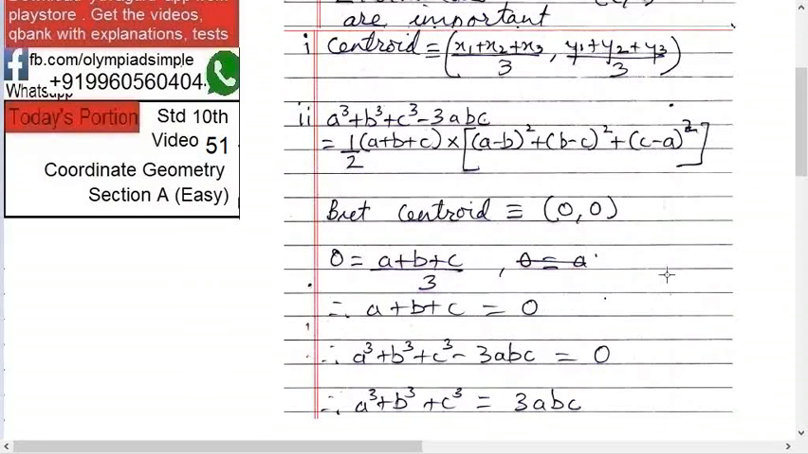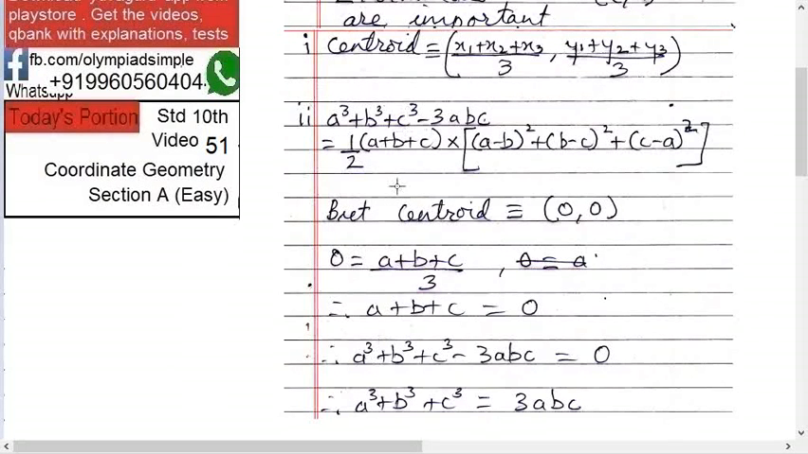Now put this in formula number 2. What will you get? See this, left hand side as it is and right hand side 1 upon 2 into (a plus b plus c) into all this. But a plus b plus c is 0. So the right hand side becomes 0 totally.